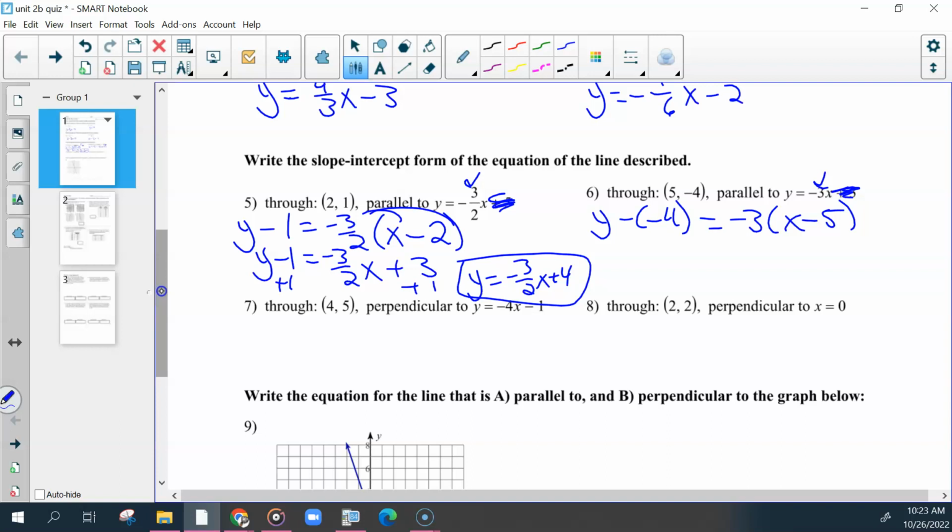For number 6, you needed to make this a plus before doing anything else. Some of you didn't do that and then tried to keep solving, and then that threw everything else off. And we can also distribute at the same time. Again, double check your math. Some of you got 15 but made it negative, which threw everything else off. And then subtract 4 on both sides. So your equation was y equals negative 3x plus 11. Do we have questions on either of those two?